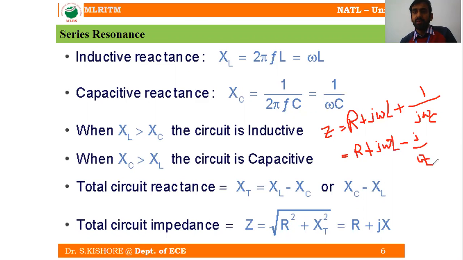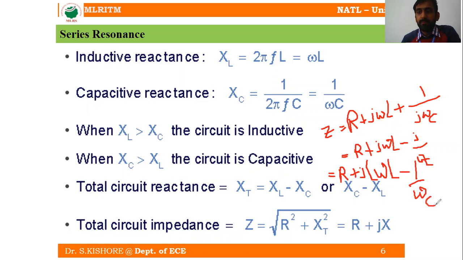Again I can write the same equation, taking j as common, as R plus j into omega L minus 1 by omega C. This is going to be our equation: R plus j into omega L minus 1 by omega C.